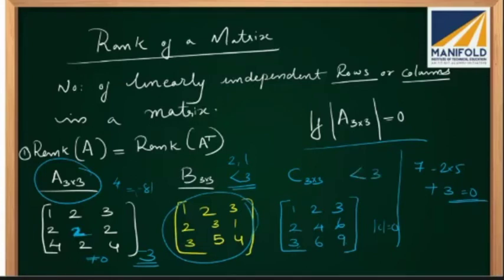Now, if I cross-check, this matrix rank is 3. This matrix rank I don't know, I know it is less than 3. This matrix rank I don't know, I know it is less than 3. That is the only information right now I have.